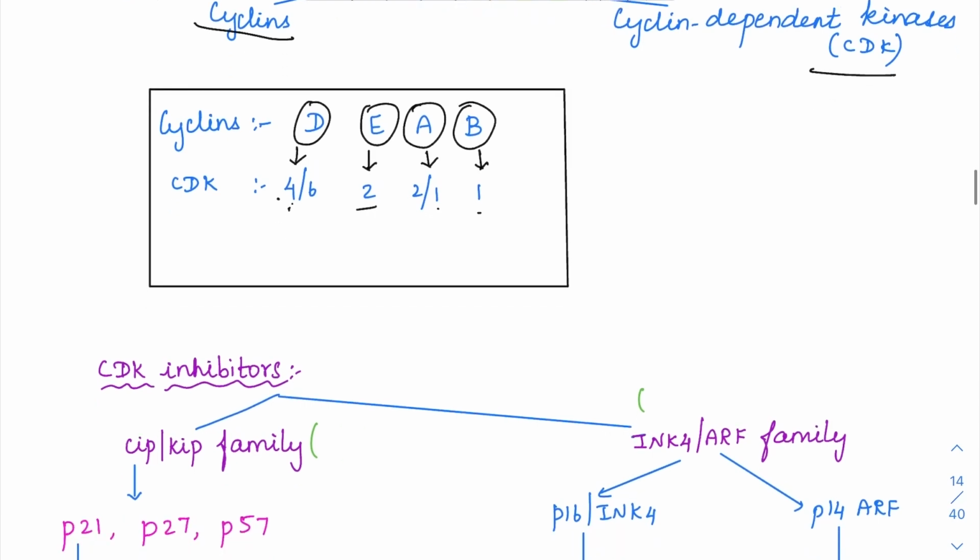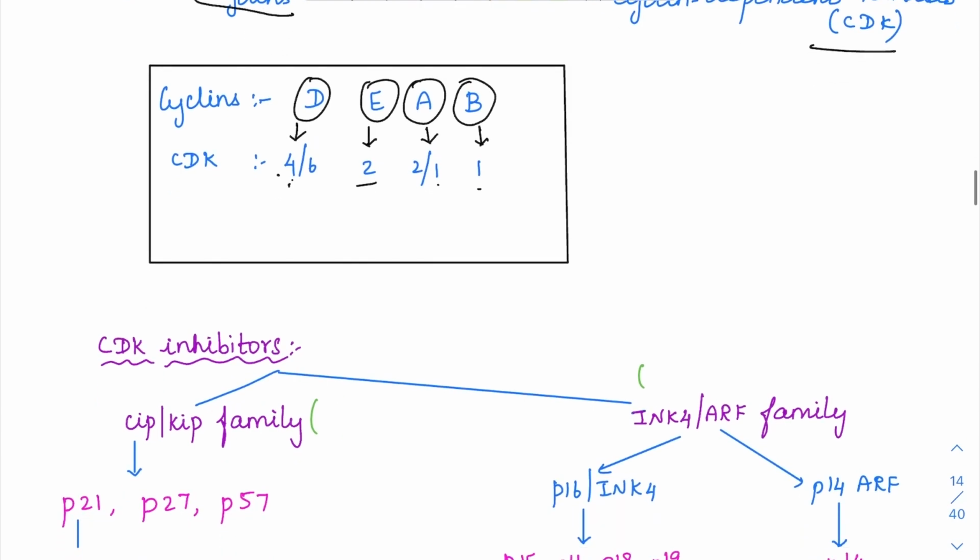So in this, if you see, cyclin D and cyclin E along with their cyclin dependent kinases, these two are going to act upon the G1/S phase. While cyclin A along with cyclin dependent kinase 2 and 1 is going to act on the synthetic phase, while cyclin B along with cyclin dependent kinase 1 is going to act on the G2/M phase. So this again is important. So now we have seen the cell cycle progression.